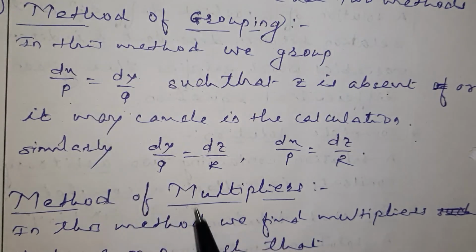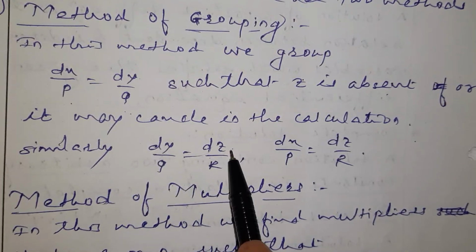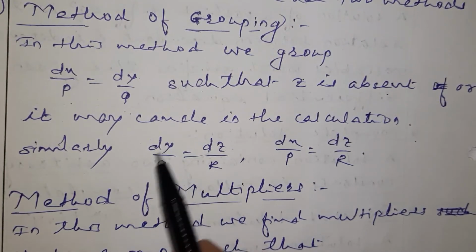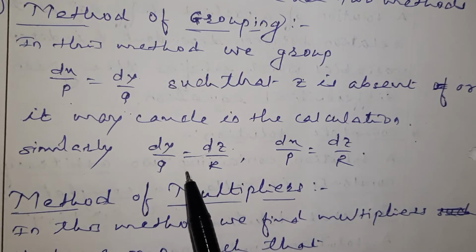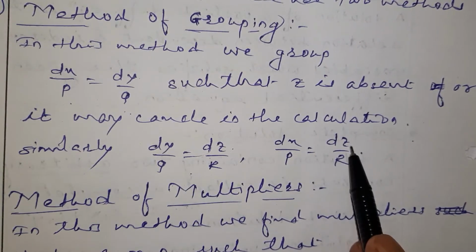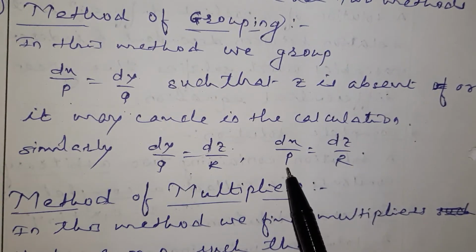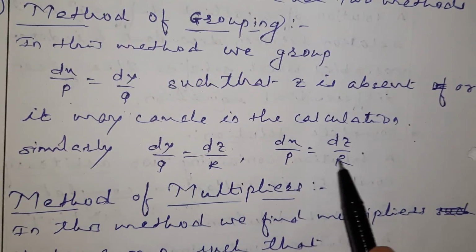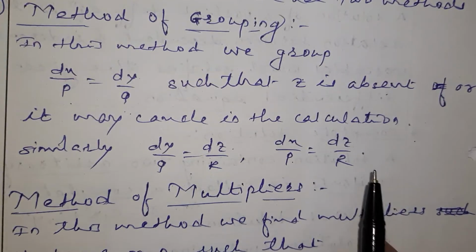Clearly. Similarly, I can take y and z: dy is equal to dz. So which variable is absent here? We must have x absent, or it may be cancelled in the calculation. In a similar way, dx and dz you can take. In that case, y may be absent or it may be cancelled in the calculation.